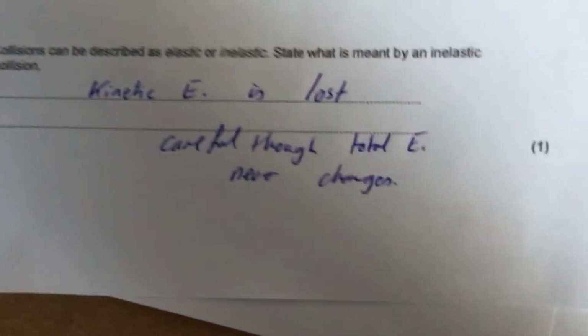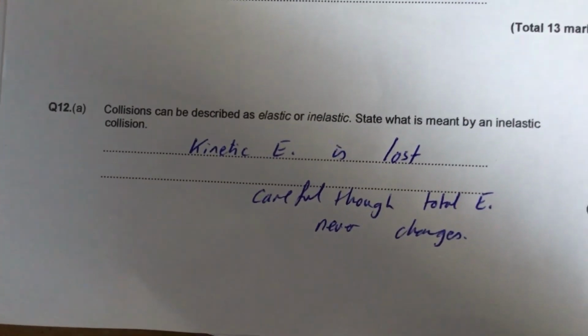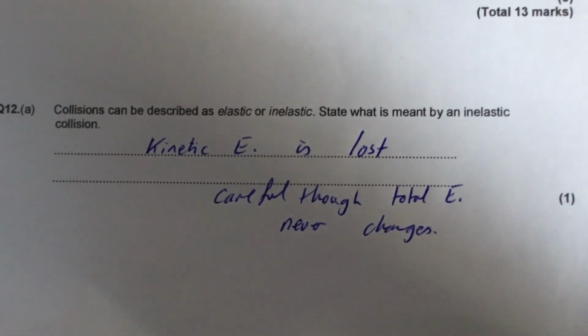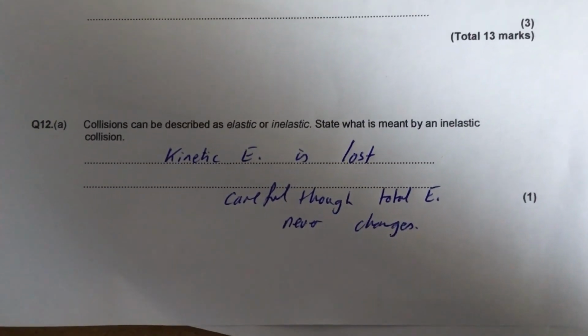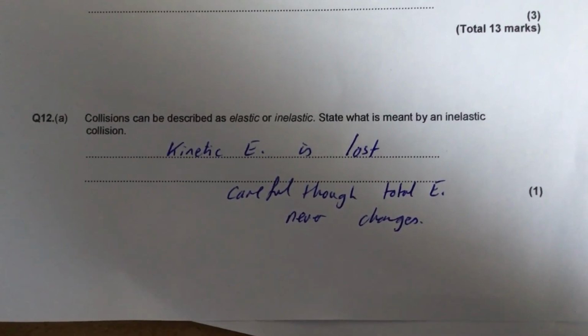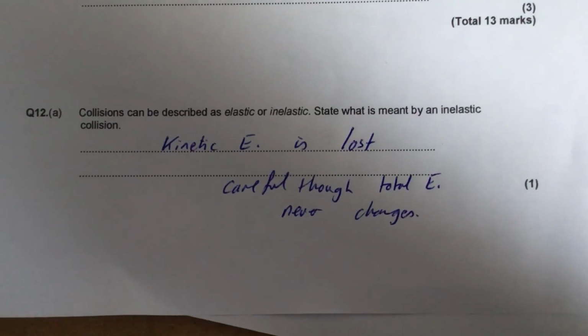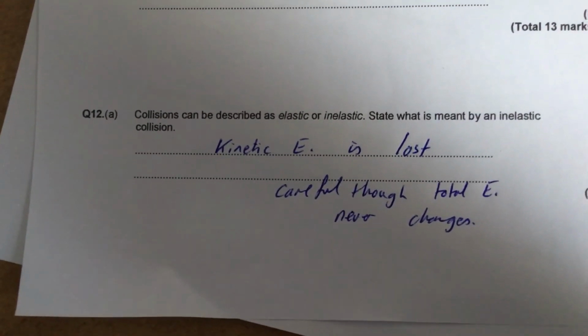And then this one here, just be careful with these. This is 12a. Collisions can be described as elastic or inelastic. You've got to be careful. Common mistake. What is an inelastic collision? Well, it's when kinetic energy is not conserved. But don't just say energy, because total energy is always conserved, as you know. We can't make or destroy energy.